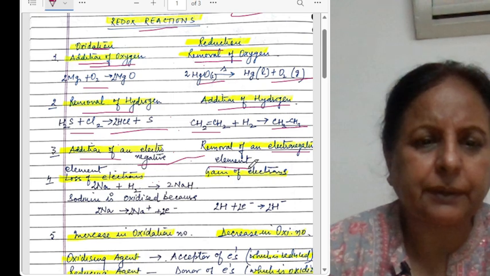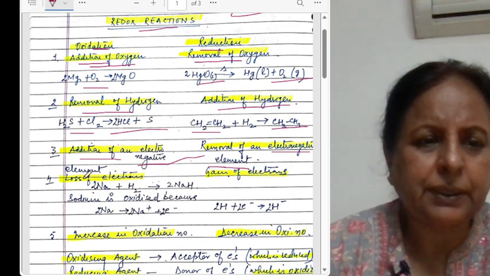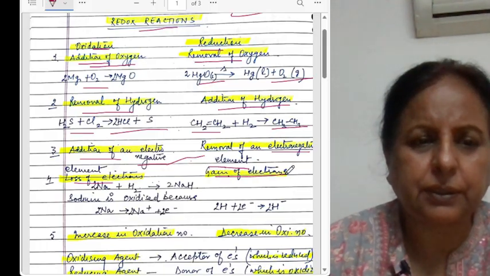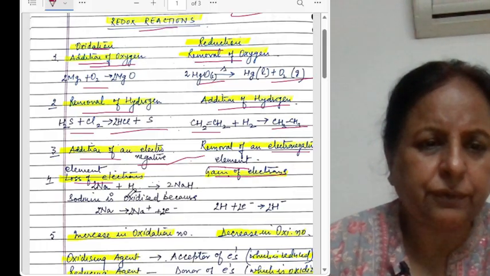Now the third point is addition of an electronegative element, and removal of an electropositive element, or you can say loss of electrons or gain of electrons. So how can you find loss of electrons and gain of electrons?